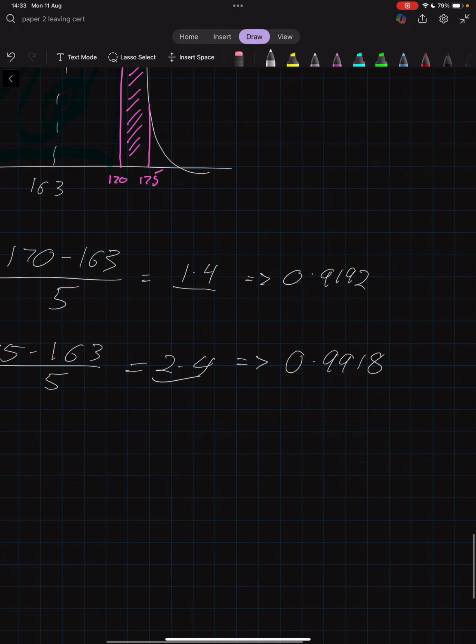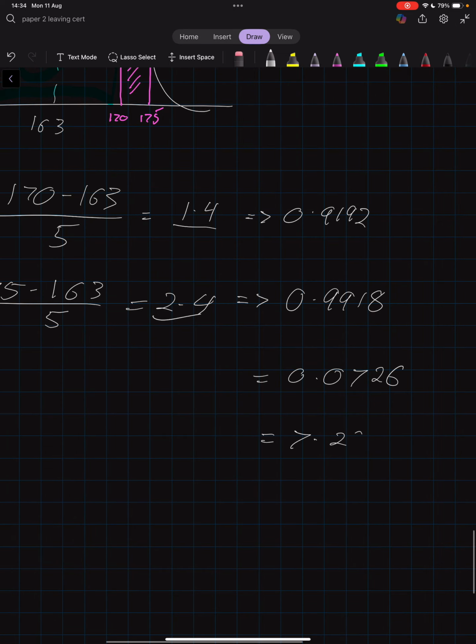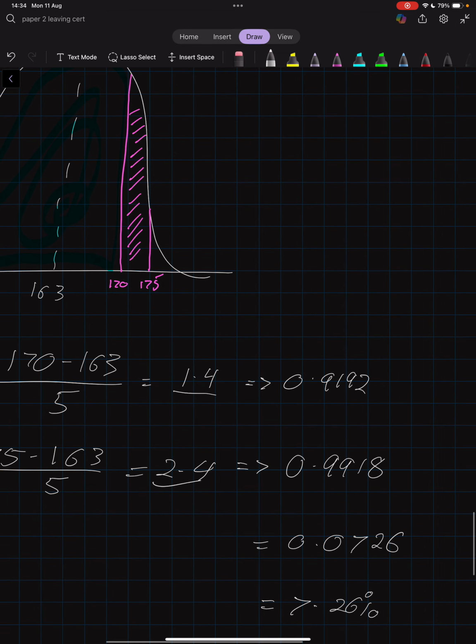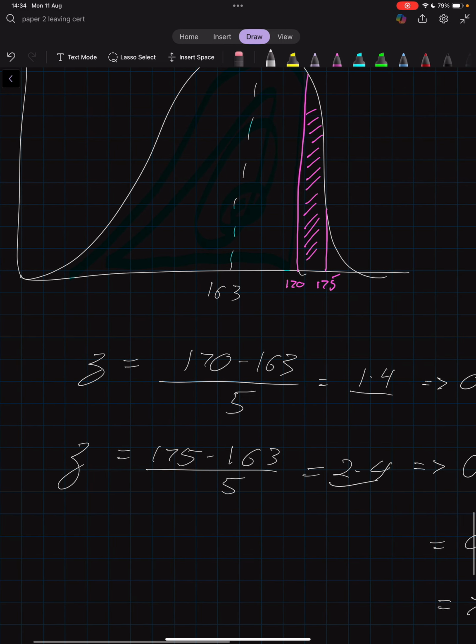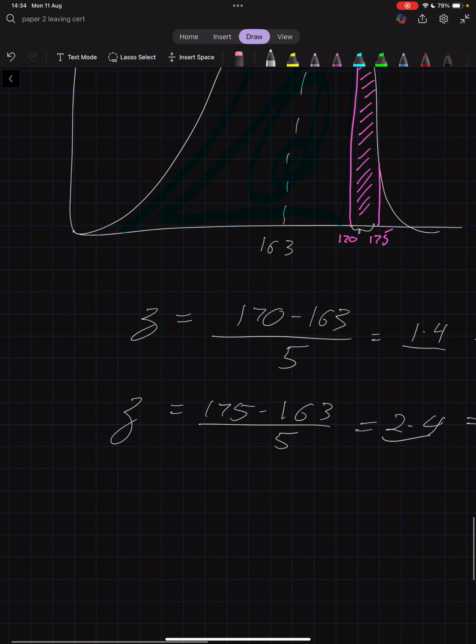Okay? If I minus these from each other, I'm going to be left with 0.0726, I think. So that's going to be 7.26%. So there's a 7.26% chance that you'll find a woman with a height in this range. And just to address the question, the question said there's a less than 5% chance. The answer is, that's wrong. It's a 7.26% chance. Okay, so that's kind of that.